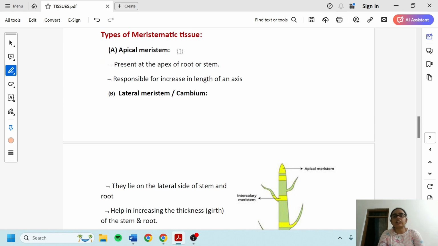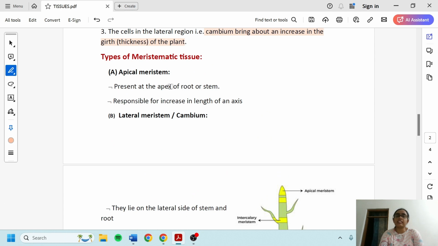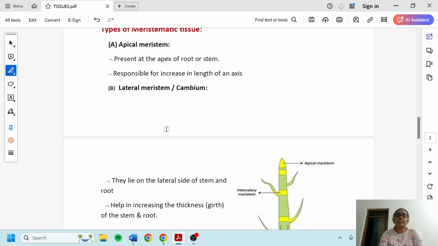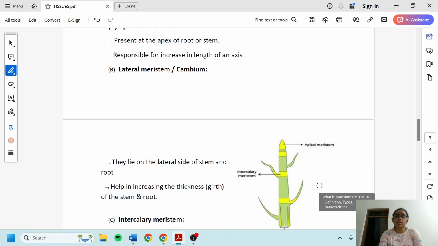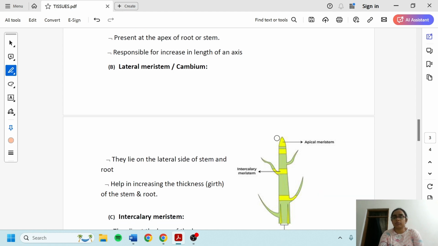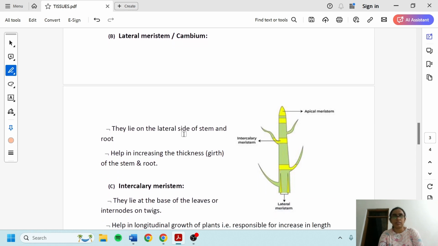Types of meristematic tissue. We have three types of meristematic tissue, that is apical, lateral, and intercalary. Apical meristematic tissue is present at the apex of the root or stems. They are responsible for the increase in length of an axis. Apical means from top to bottom, so they are responsible for the increase in length.